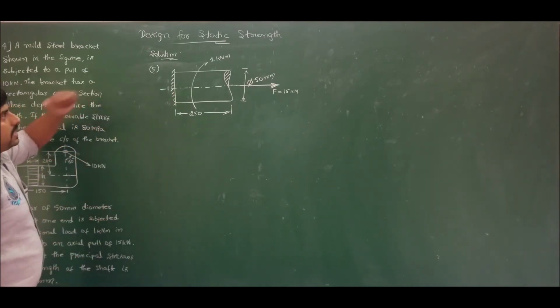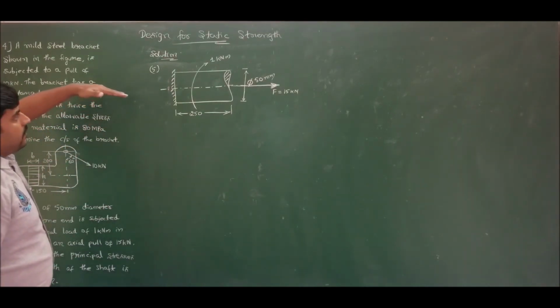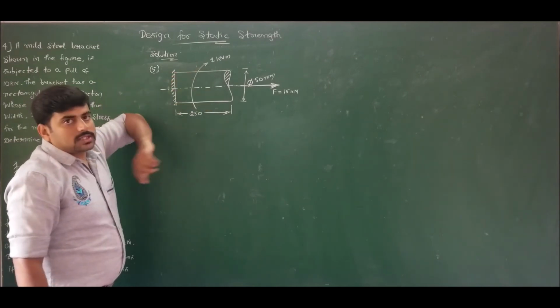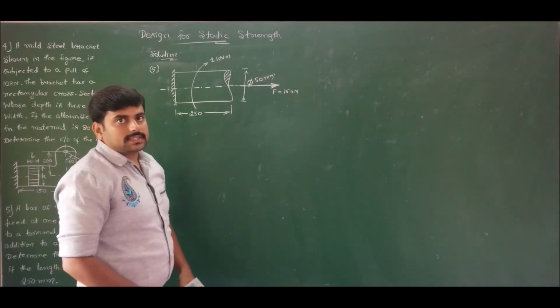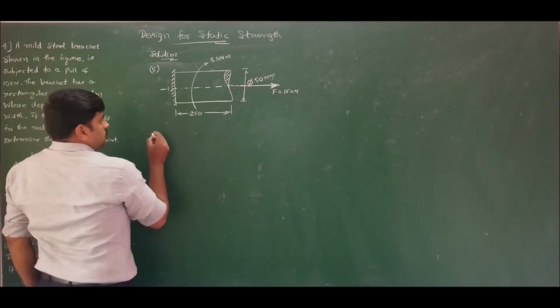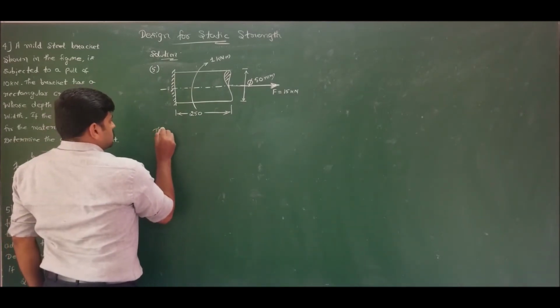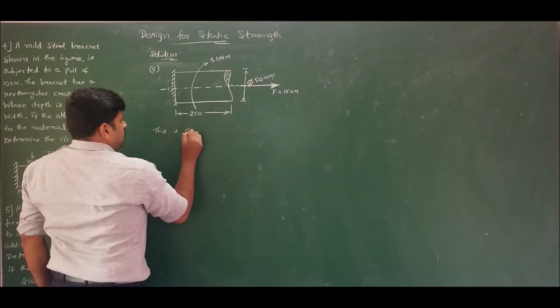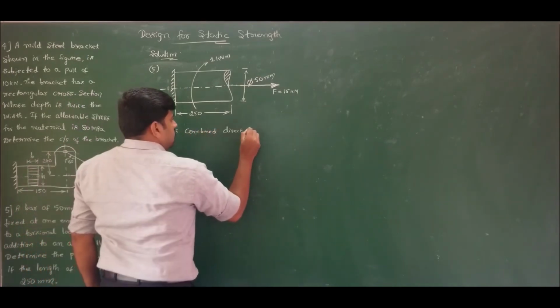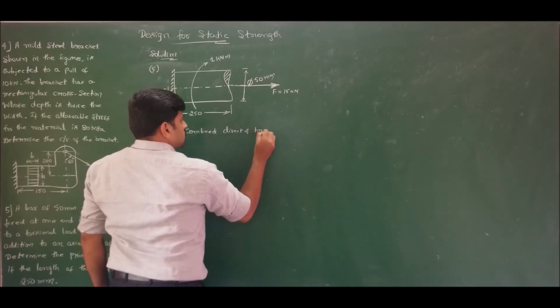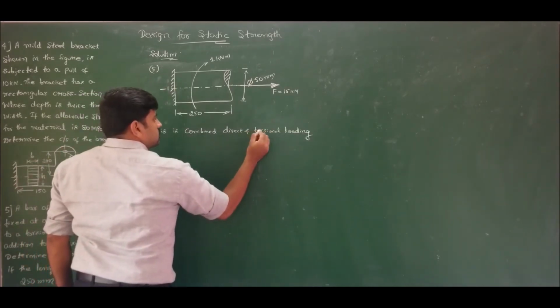Now, if you clearly observe, this is a problem having direct plus torsion. This is because the force is coaxial with the centroidal axis. So this is the case of combined direct and torsional loading. So let us solve this problem.